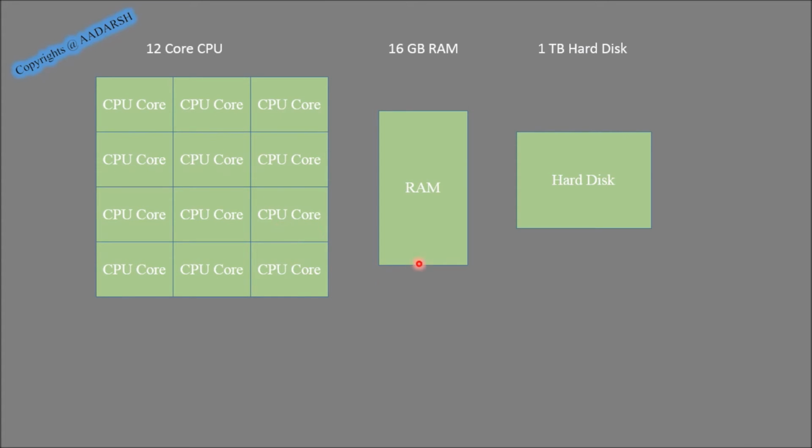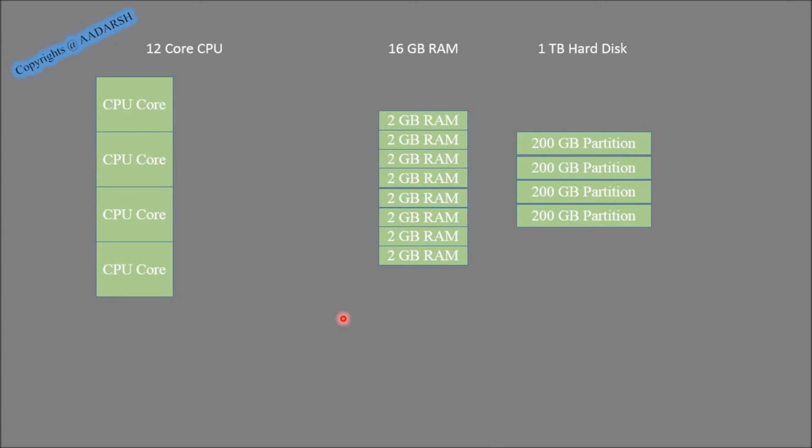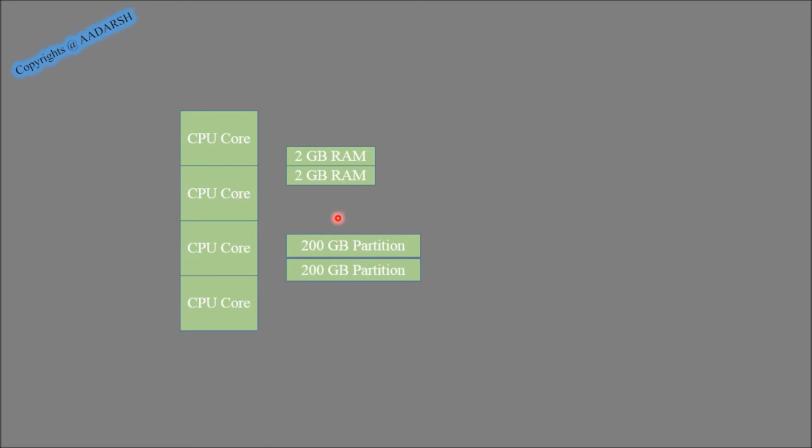Let's say you want a Windows machine with a quad-core processor, 4 GB RAM and 400 GB of hard disk. You can simply take 4 cores from your 12-core CPU, segregate 16 GB RAM, 1 TB hard disk, and take a partition of 4 GB RAM and 400 GB hard disk and create a virtual machine with this configuration.